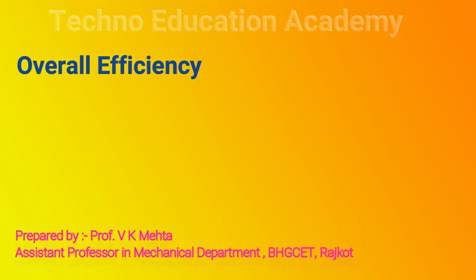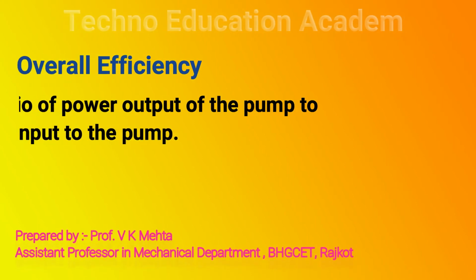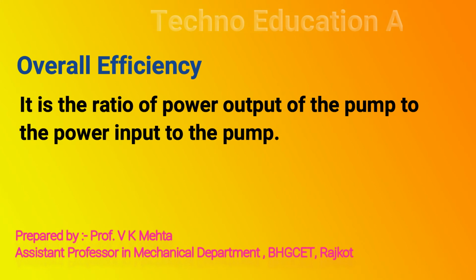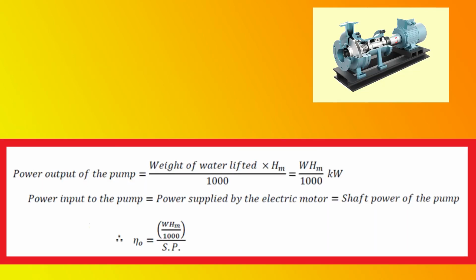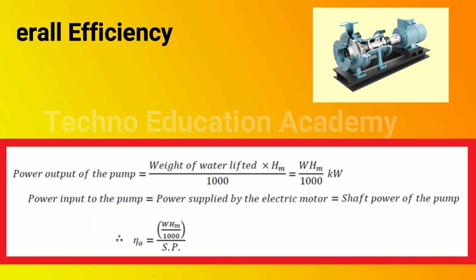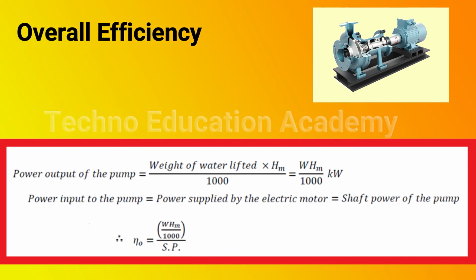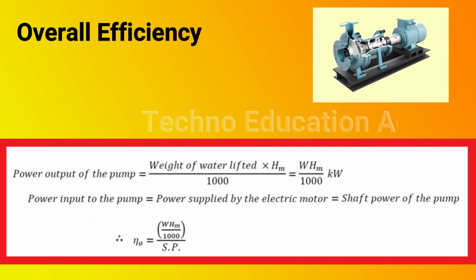Next one is overall efficiency. It is defined as the ratio of power output of the pump to the power input to the pump. So here we are considering final output and initial input. Power output of the pump equal to rho g Q H, or we can say weight of water lifted multiplied by Hm, divided by 1000, or W Hm divided by 1000 kilowatt.